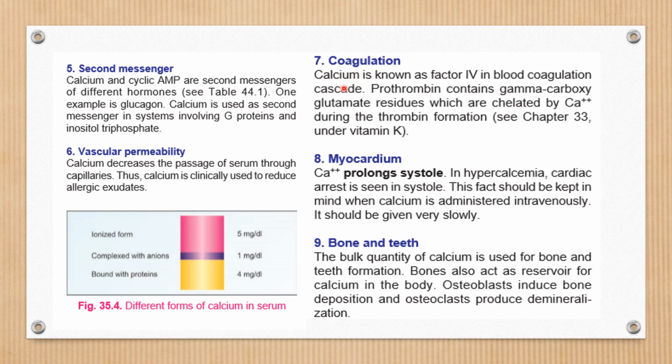Coagulation. Calcium plays a very important role in coagulation. It is factor 4 in the blood coagulation cascade. Prothrombin contains gamma carboxyglutamate residues which are chelated by calcium during thrombin formation.